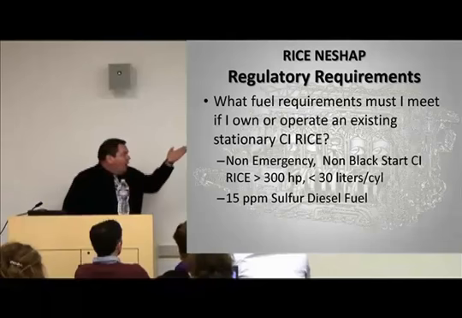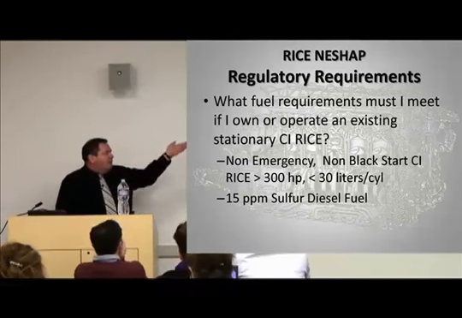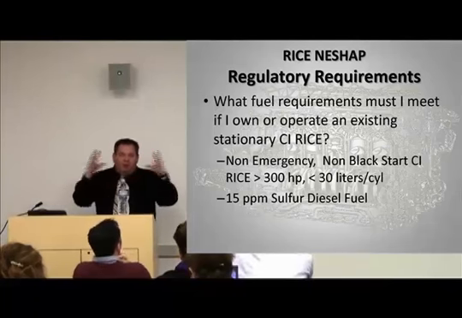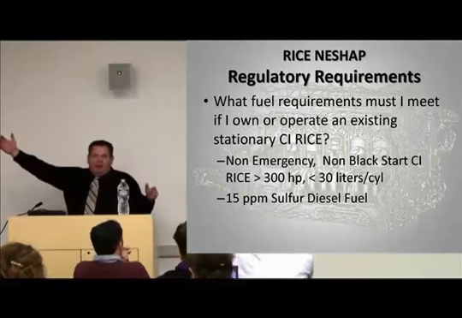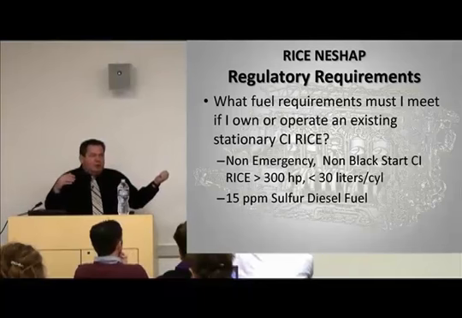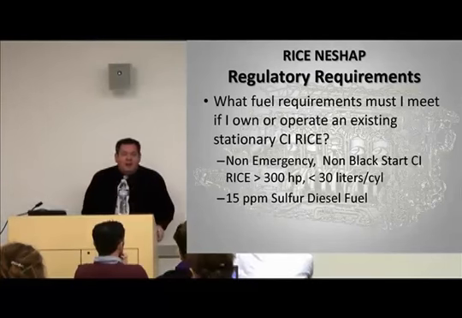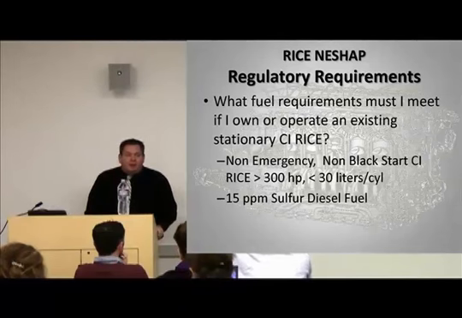So here they have some qualifications. If it's non-emergency, non-black start, greater than 300 horsepower, less than 30 liters per cylinder. That means it's greater than 300 horsepower, but it's not one of the big behemoth engines. You have to use ultra-low sulfur diesel fuel. It goes on to say for those big behemoth engines that you can use 1,000 part per million diesel fuel.